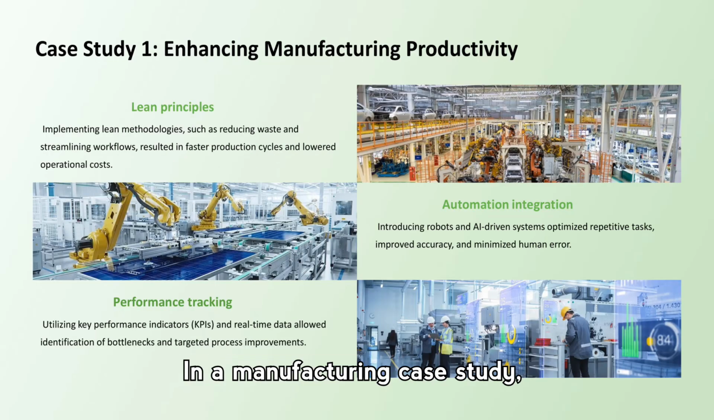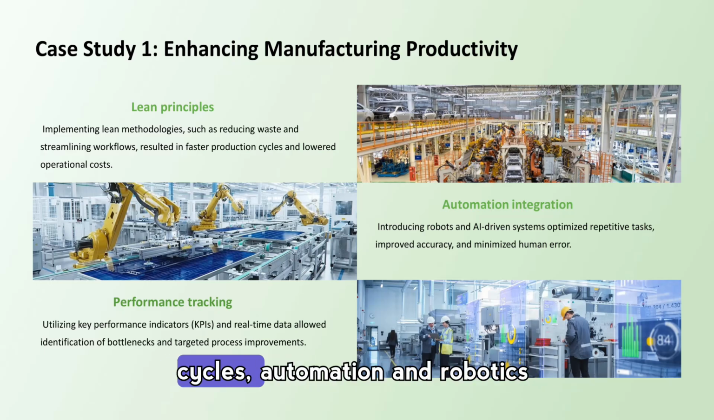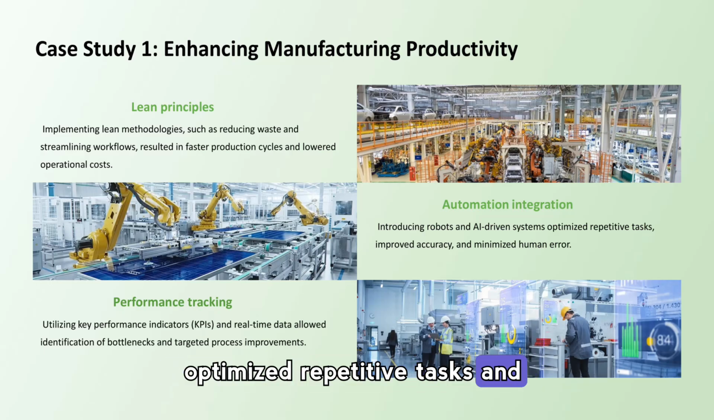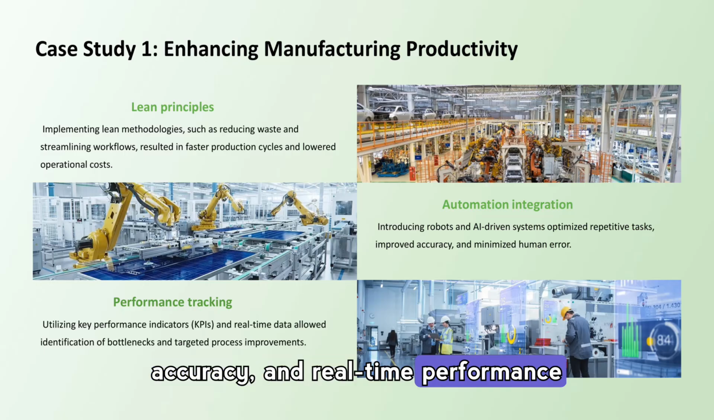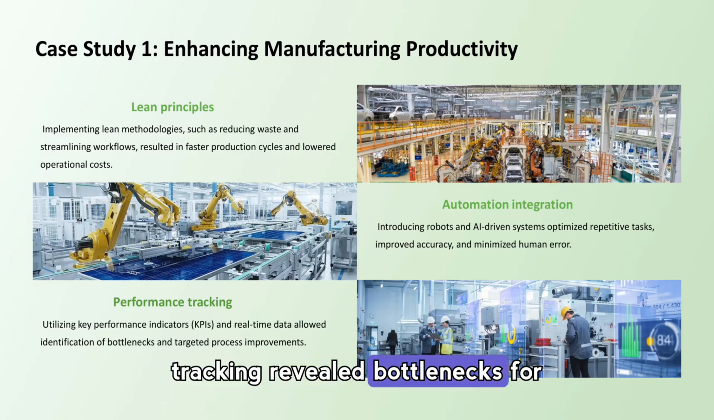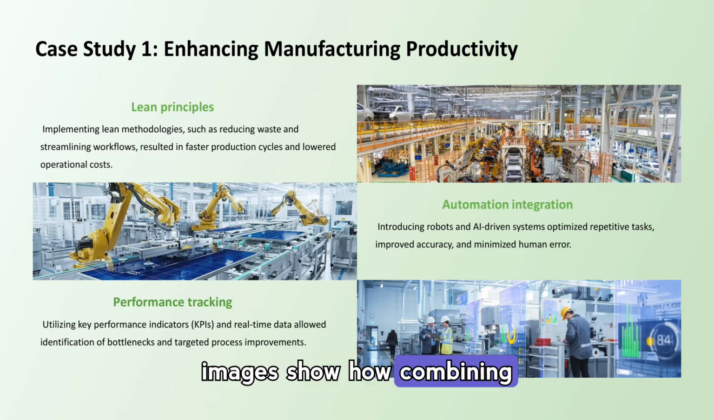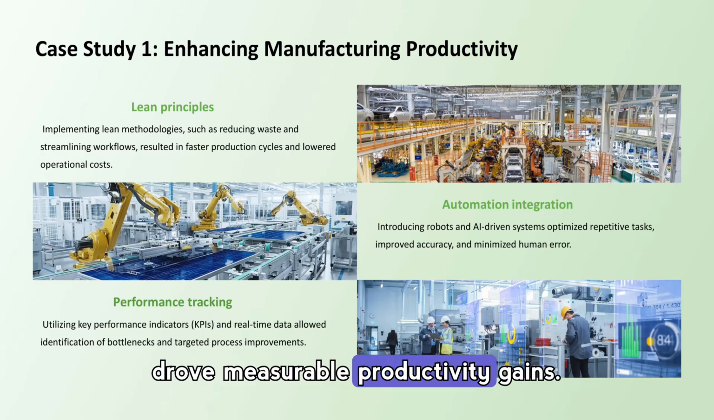In a manufacturing case study, applying lean principles eliminated waste and shortened production cycles. Automation and robotics optimized repetitive tasks and accuracy, and real-time performance tracking revealed bottlenecks for targeted improvements. The factory images show how combining methods, technology, and data drove measurable productivity gains.